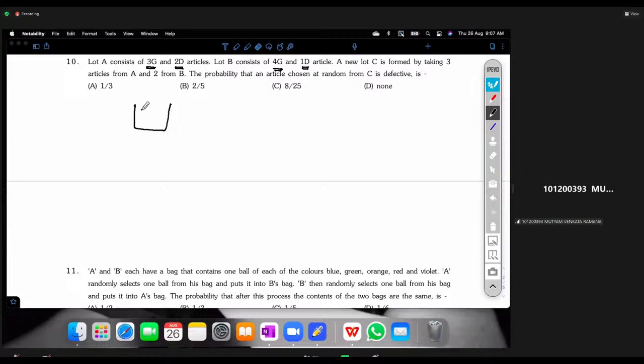So A is having 3 genuine and 2 defective, and B is 4 genuine, 1 defective. We are forming C. From here, you will be getting 3 articles. From here, you are getting 2 articles. The probability that the article chosen randomly from C is defective.